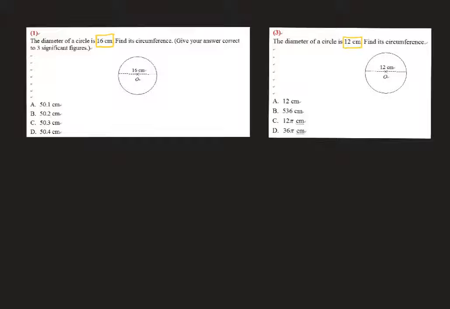For the first question, you need to correct your answer to 3 significant figures. Therefore, you need to input pi in your calculator to find the value of the circumference directly. So let me show it to you. The formula for circumference is pi times d. So here should be 16 pi. However, we cannot find an answer which is equal to 16 pi from all the 4 options. Therefore, we need to use the calculator.